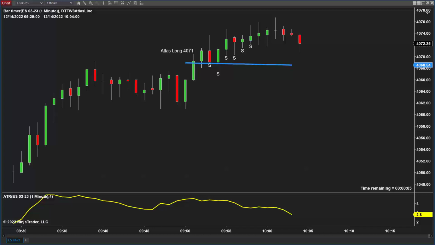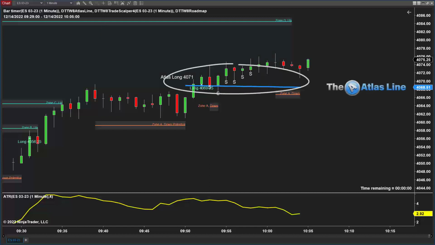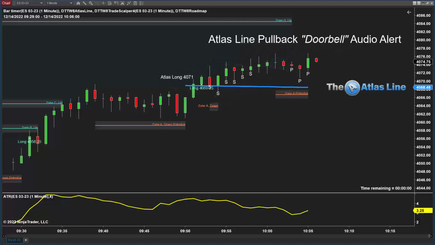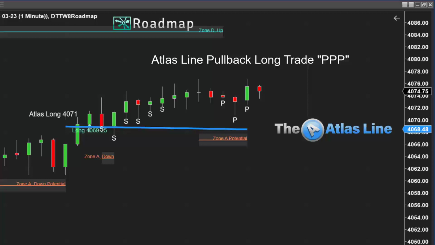So let me expand here the chart with the roadmap, which are those shaded areas that you see, great for filtering and great for when there's a lot of volatility, a continuation. I also have the Atlas line, which is that blue line: strength trades, pullback trades, bounce trades. So at this point we're going to look for a long opportunity. There's the P's there for the pullback. The roadmap is not interfering.